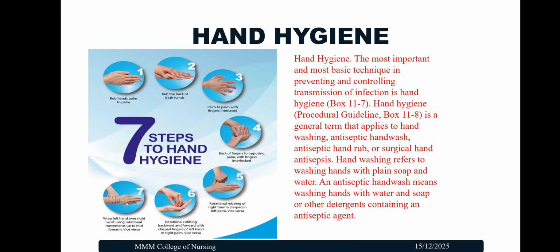And at last we have come to the end, the preventive measures, the main part, that is hand hygiene. We have 7 steps of hand hygiene. The first step is hand to hand. We should rub both the palms together.